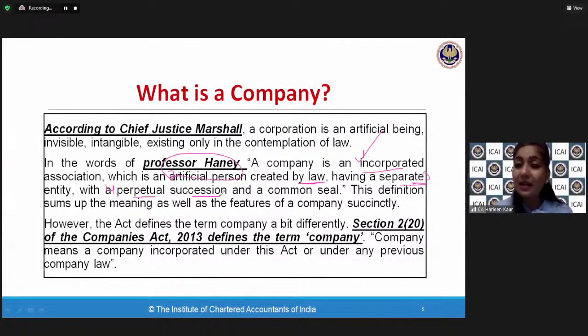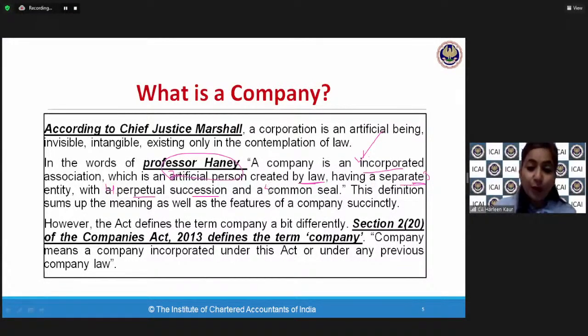How does a company come to an end? Only when you get its name struck off from the Registrar of Companies. You have to apply for the liquidation of a company. You have to get the company wound up. Unless and until you get the winding up of the company, it still continues to exist in the books. So this is the meaning of perpetual succession.